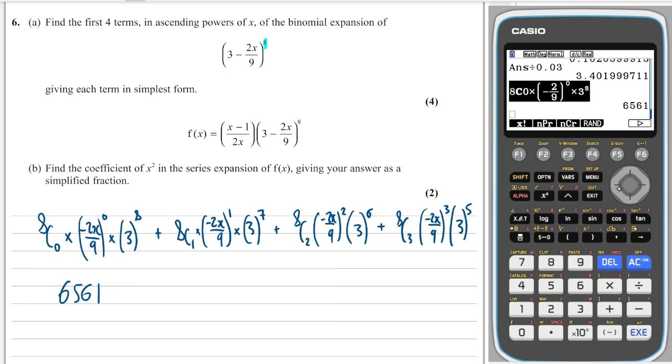And then I recommend just keeping that value, that working there, in the calculator and just going back and changing them. So this changes to a 7, this changes to a 1, and this changes to a 1. And also we're going to have an x to the power 1. So we've got x here to the power 1. So that will be minus 3888x.